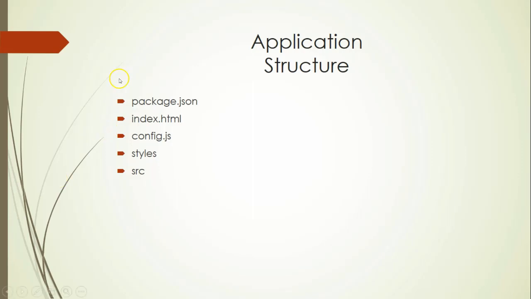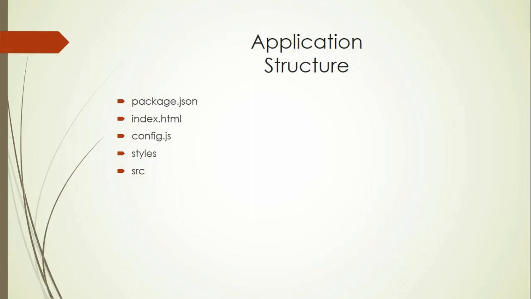So these are the basic application structure of Aurelia, starting with package.json, index.html, config.js, styles and src. We have package.json and index.html, which are nothing but files, and even config.js, which from the name only you can get, basically focuses on the configuration of the application. Styles and src are the major folders, which include all the code base needed for the application. So let's start with it.